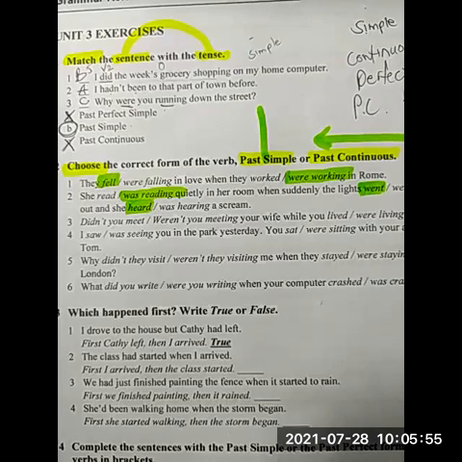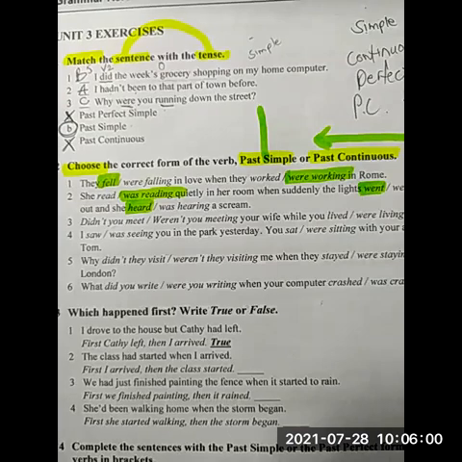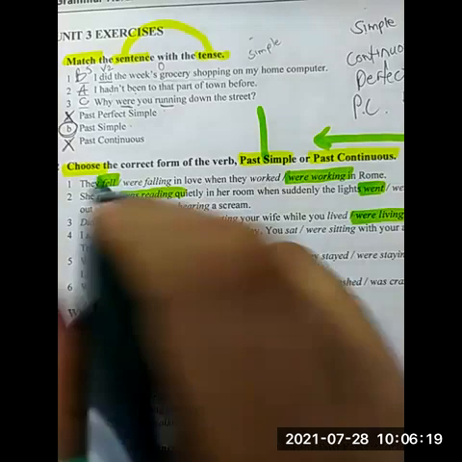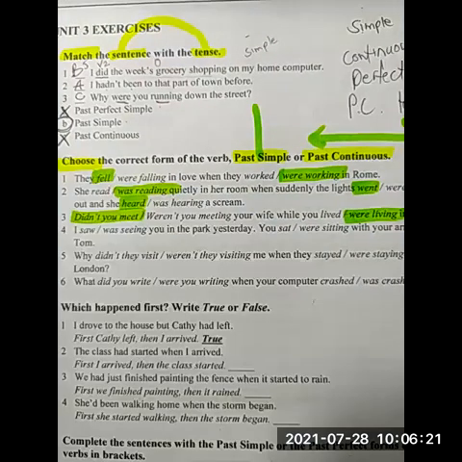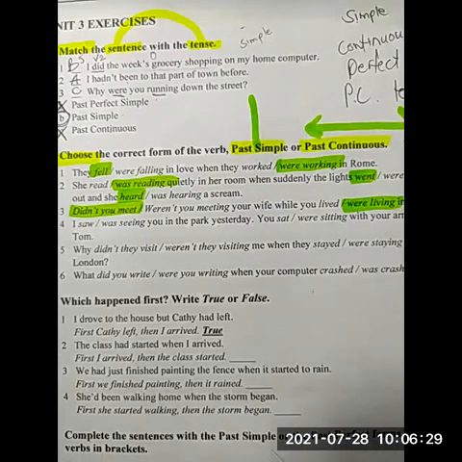Okay, number three. Didn't you meet or weren't you meeting your wife while you lived or were living in Italy? So again, we ask ourselves, which one is the long action of the two? That would be living. So we were living in Italy. So didn't you meet your wife while you were living in Italy? Didn't you meet your wife while you were living in Italy? Number 4, I saw you in the park yesterday, or I was seeing you in the park yesterday.